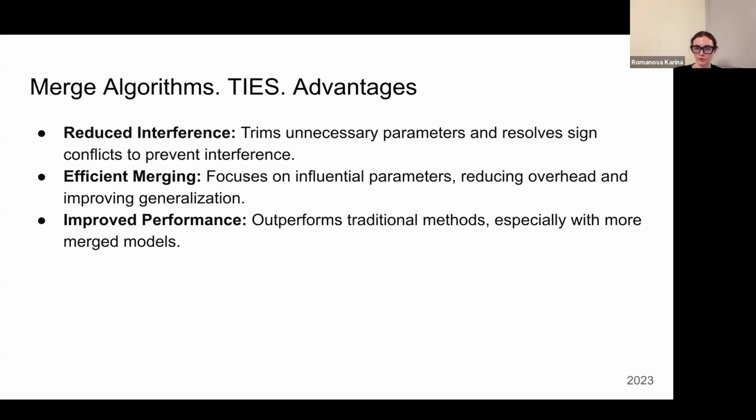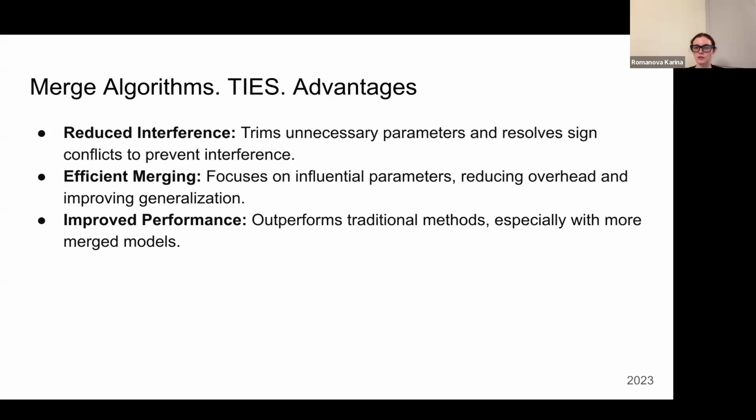And there are a lot of advantages of this method. The first one is reduced interference. By addressing redundant parameters and sign conflicts, TIES minimizes destructive interference between models, leading to more coherent integration. Also, the selective merging process ensures that only the most impactful parameters are retained, which can result in improved performance on downstream tasks.